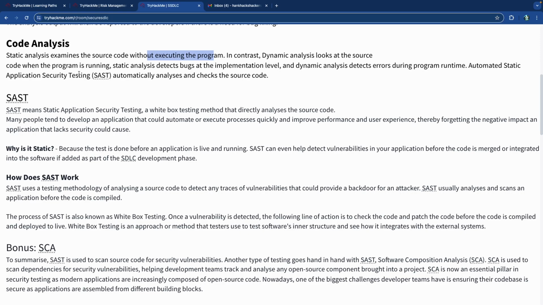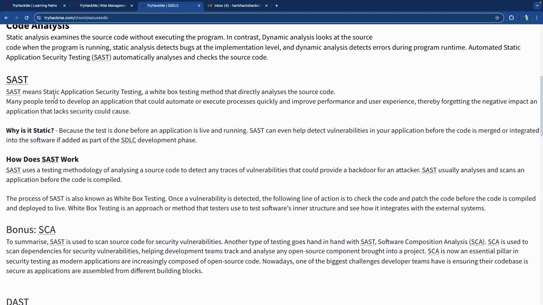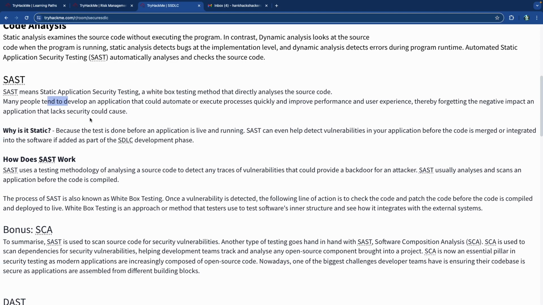And automatic static application security testing, which is SAST, automatically analyzes and checks the source code. Static application security testing is a white box testing method that directly analyzes the source code. White box means that you have everything that you need to know and you have permission to do it, and so you are essentially analyzing the code. Many people tend to develop an application that could automate or execute processes quickly and improve performance and user experience, thereby forgetting the negative impact an application that lacks security could cause.